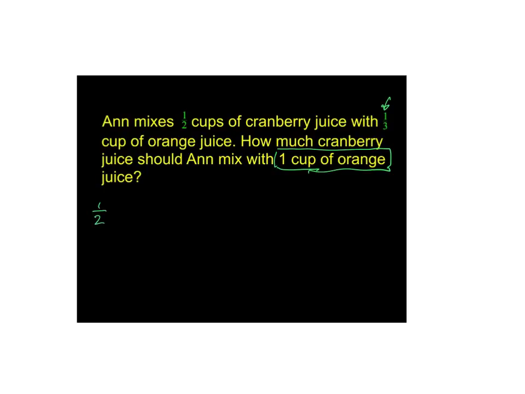So look at my setup. I've got 1/2 cup of cranberry juice over 1/3 cup of orange juice. Oh, I wrote 1/2. I meant 1/3. I'm going to divide 1/2 by 1/3, which means I'm going to multiply 1/2 times 3 over 1 to get 3 halves, or 1 1/2.